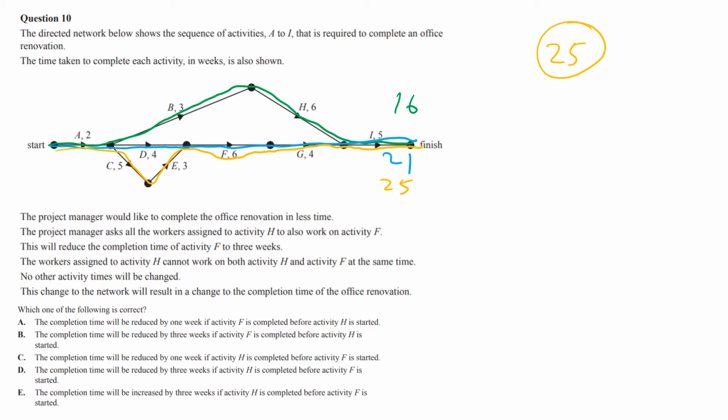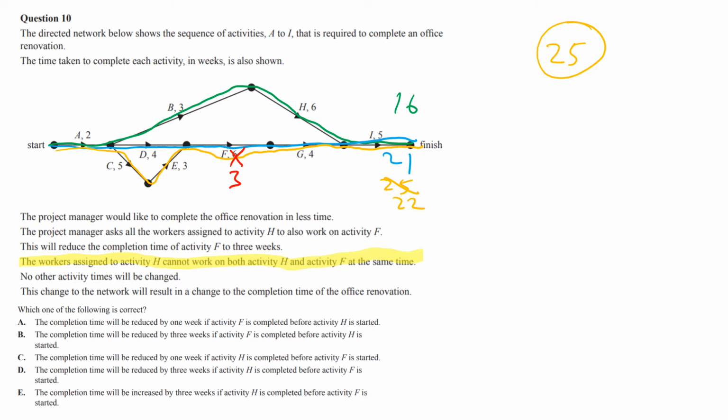Now it says here that we can reduce activity F to 3 weeks. So this becomes 3 now. You might realize that then changes this to 22, but that doesn't mean it's reduced by 3 because it then says, and this is the trick to this one, that workers in H and F can't be working at the same time. So currently they're working at the same time, so you've got to think about there might be another path happening here.